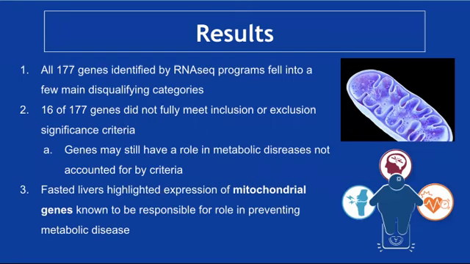In the fasted mice, the results also identified a number of genes related to mitochondrial function as potential splice sites. These mitochondrial genes are well known to be expressed during fasting conditions, and when they undergo loss of function, people can develop diseases like obesity, hyperglycemia, which is high blood sugar, and hypertension.